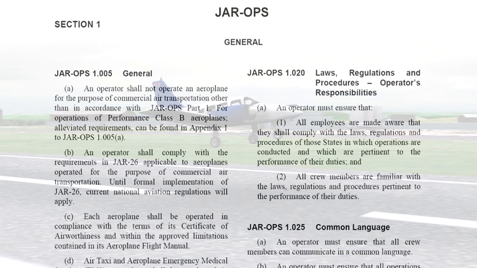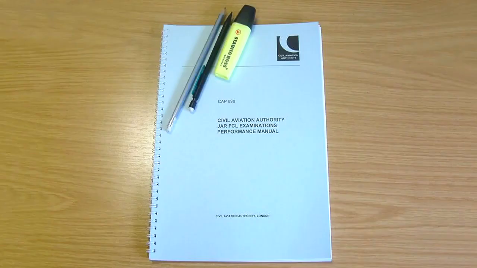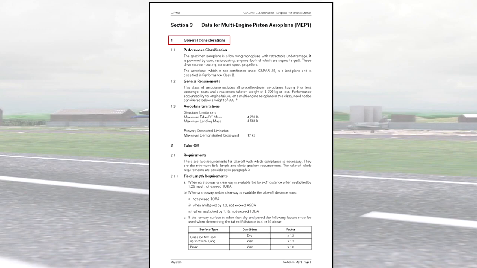This section on Class B multi-engine performance will deal with the JAA regulations for all phases of flight for that class of aeroplane. The regulations are all found in JAR-OPS 1, which we discussed briefly in the lesson on performance standards. However, most of these regulations can also be found in CAP 698. In this first lesson, we will discuss the regulations which are associated with the takeoff phase of flight.